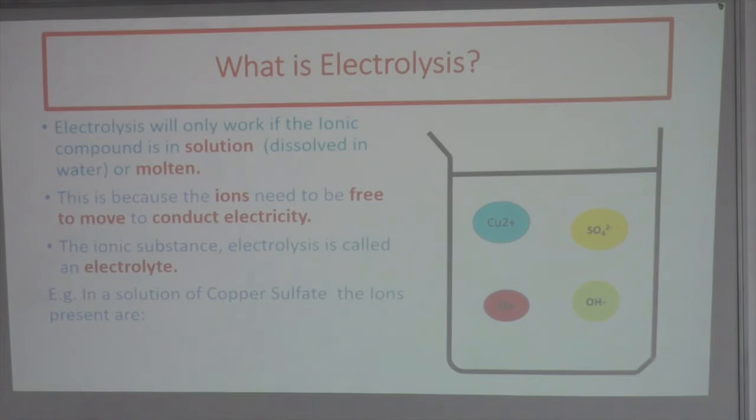So for example, in a copper sulfate solution, the ions that are present are Cu2+, so that's copper, which is positively charged, SO4 2-, so that's sulfate, and that's negatively charged. And then we've got H+ and OH- ions. That's from the water, because water is H2O. So that H+ and OH- are separated out into ions when it's in solution.